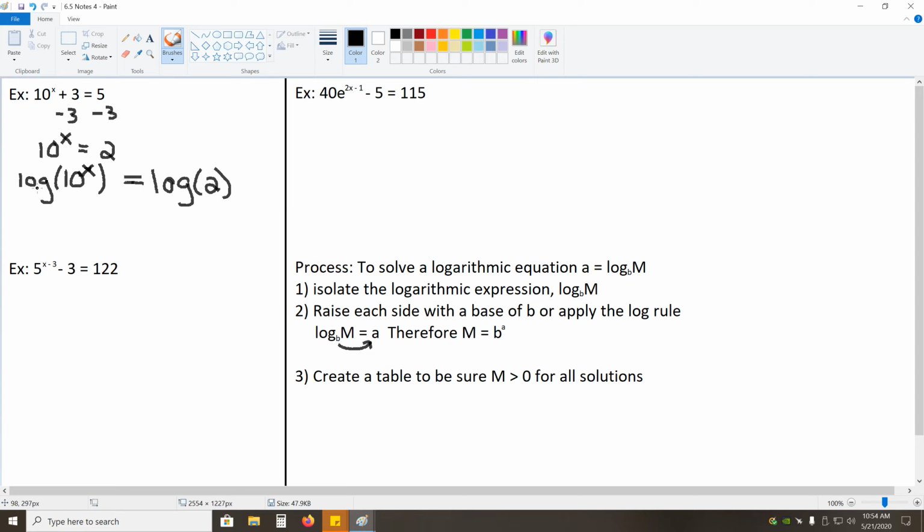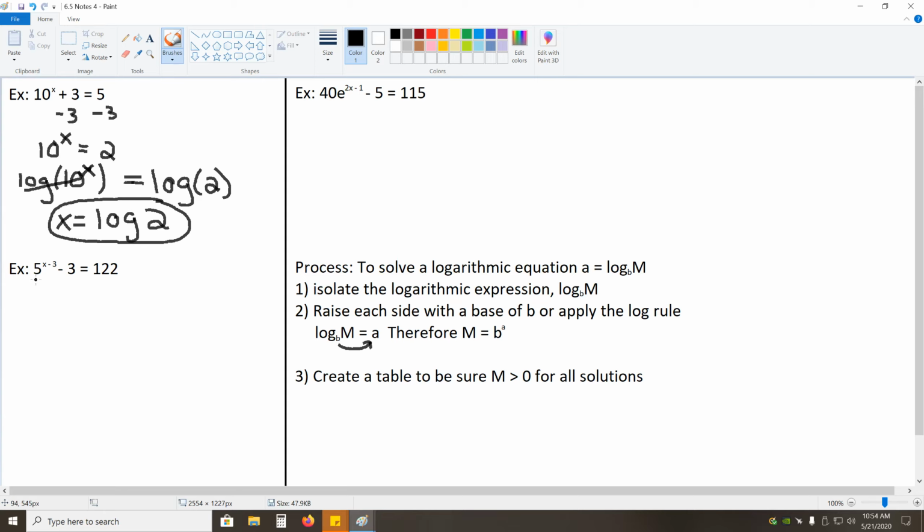And now log of 10 cancels out, leaving us with just x equals log of 2. And that's our solution. If it had said to approximate it, we could plug this into a calculator to find the decimal approximation, but because it didn't, we'll just leave this exactly as we see it.